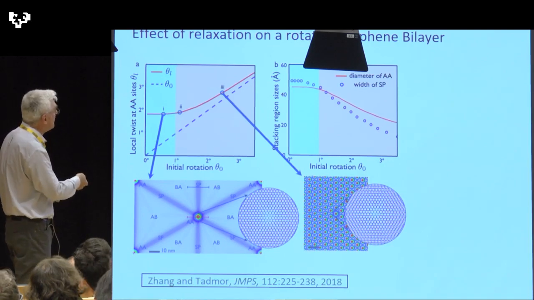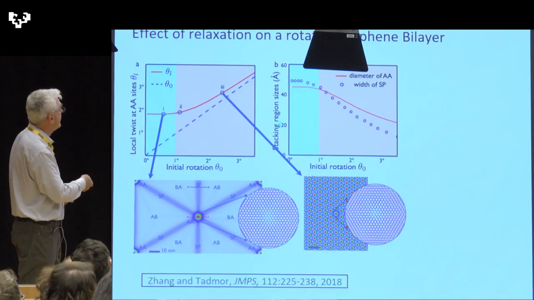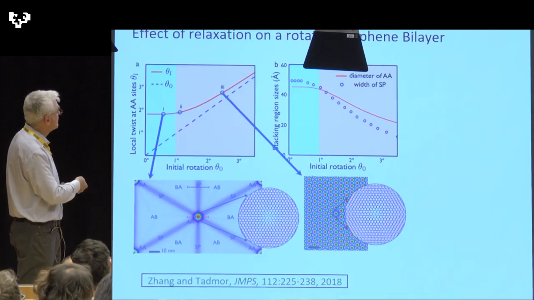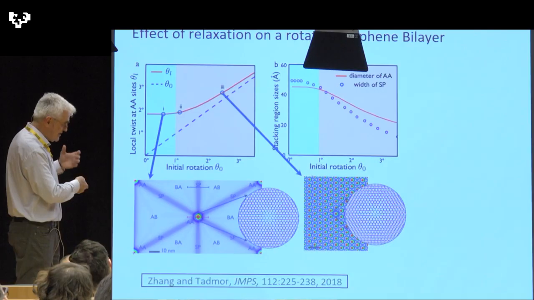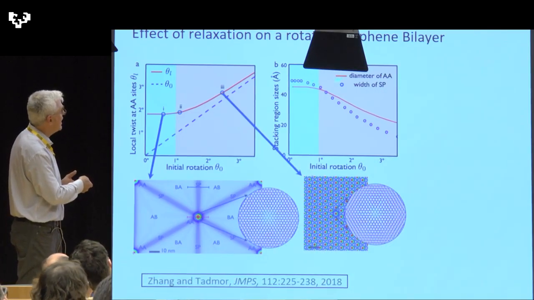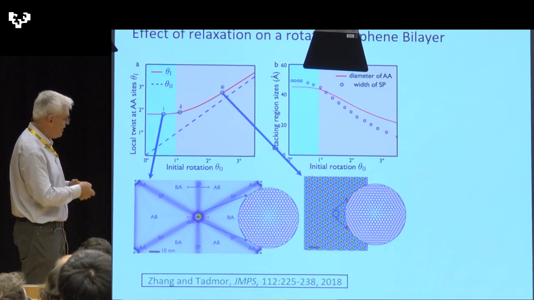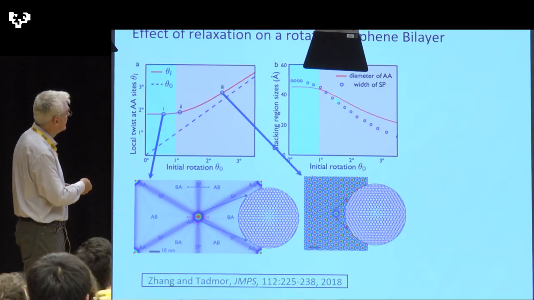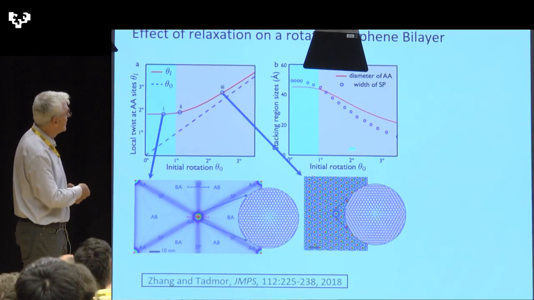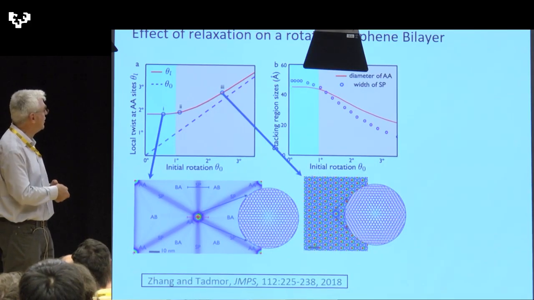remains constant. Moreover, if you plot again the size of the stacking region, that's the domain wall, or the AA region, the diameter of the AA region, that's the red line, and the blue dots are the size of the domain wall, then the two also become smaller and smaller at larger angles, but they become essentially constant at 1 degree or below.